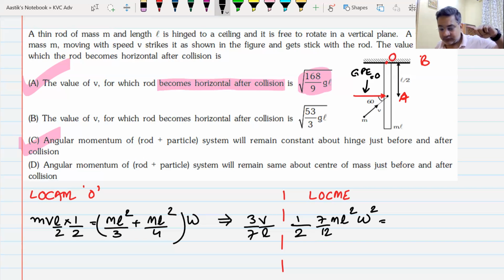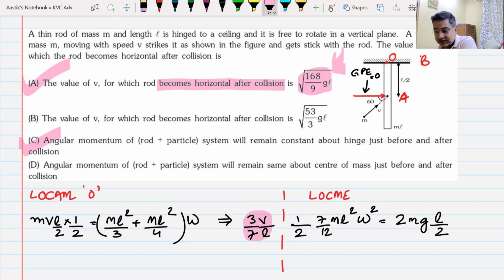The rod's center of mass has moved the distance L by 2. This bullet has also moved the distance L by 2. So the change in potential energy will be 2 mg into L by 2. Yes or no? Yes. You put these values, you get the answer. And from there, you can find out the value of v. The value of v is coming as root over 168 by 9 g L. Same question I did, but this is a different variation of the same question. Do we understand this? Yes, sir.